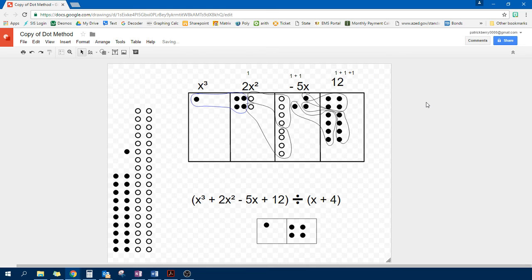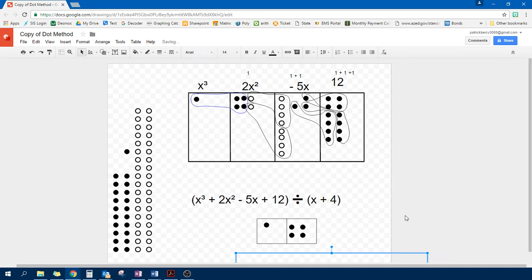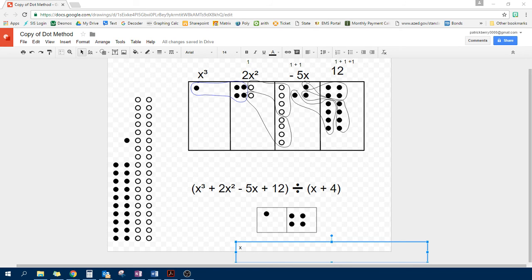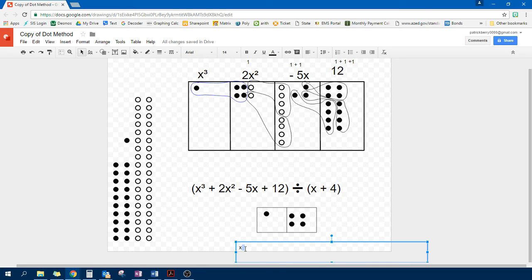So now we need to write what the quotient is. In the x squared box, we have 1. So we would write just x squared because it is only 1 and the coefficient is 1 if we don't see it. So we have x squared. And then the second one, we have 2. There are 2 over here. But because they are anti-dots, we have to put a negative. So then it becomes negative 2x. And then the last one has 3. We group 3, so it would be plus 3.